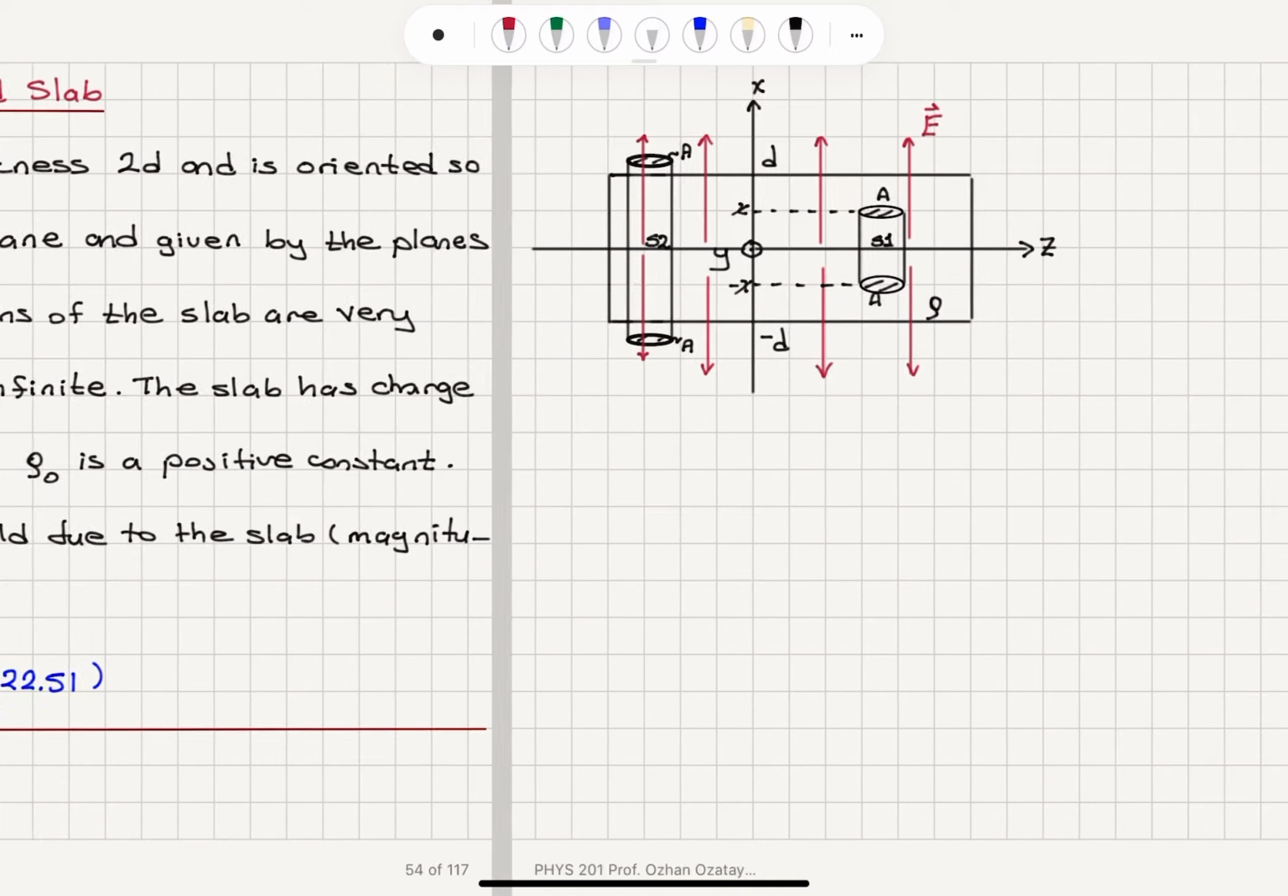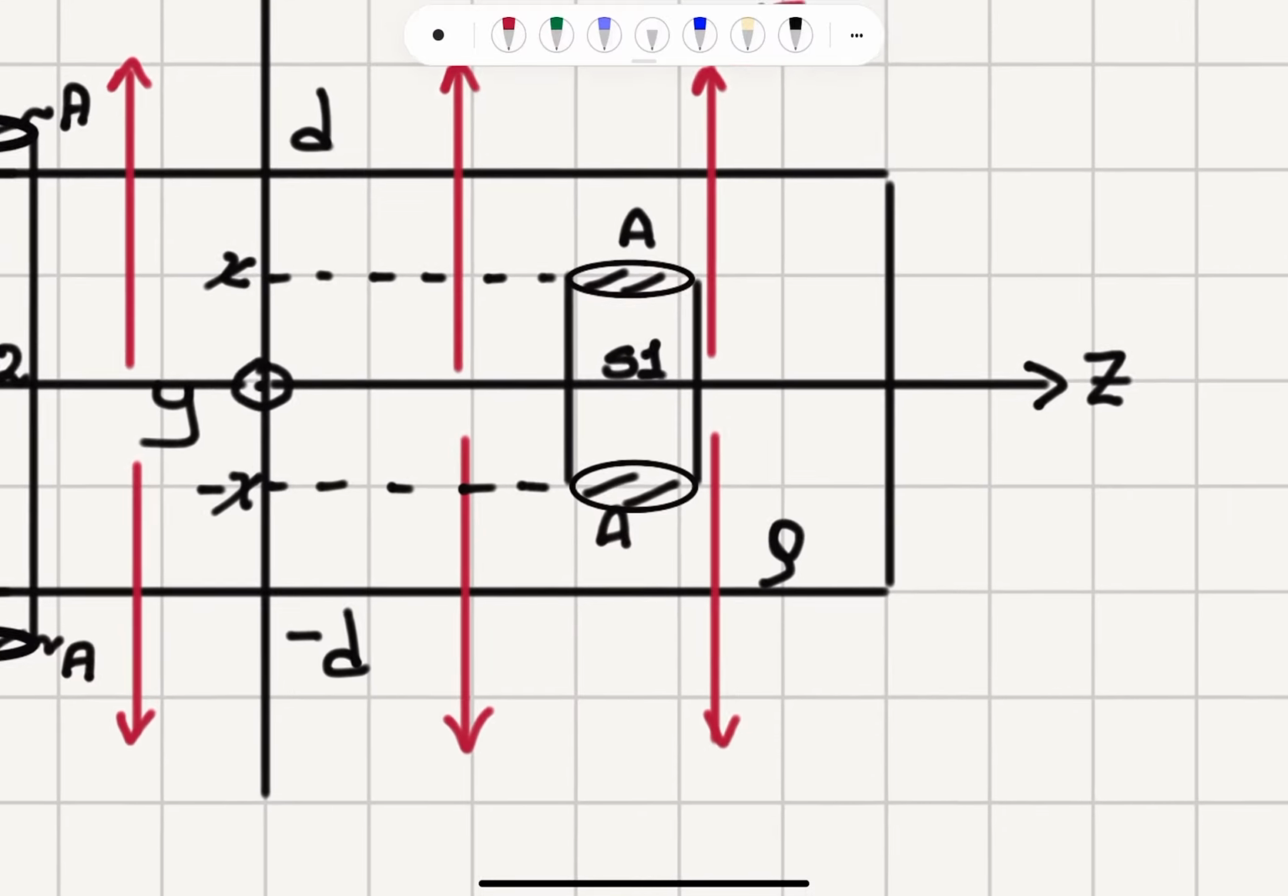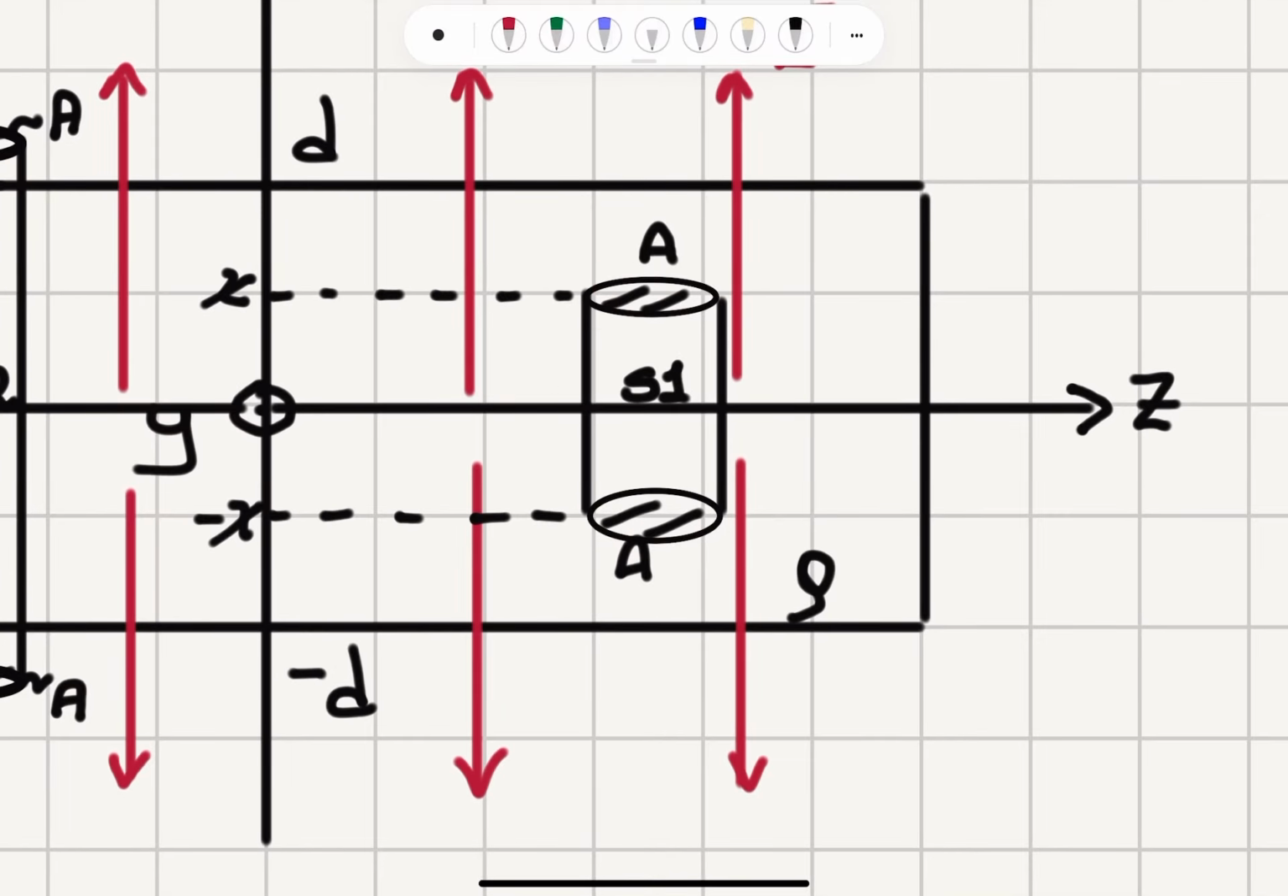Alright, so if I draw this slab, it has infinite dimensions on the y-axis and z-axis. It has finite dimensions on the x-axis. It extends all the way to minus d and plus d. If I take this Gaussian surface S1 inside this slab, I see that if this is a cylindrical surface, the electric field lines will be in either plus i hat or minus i hat direction. I have a positive charge distribution inside, and it's going to be parallel to the area vector of this cylinder.